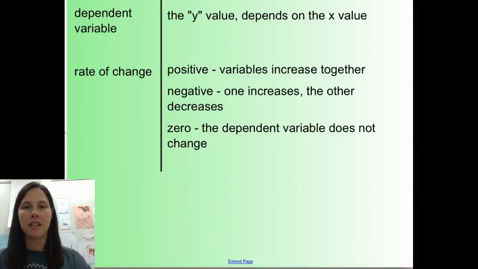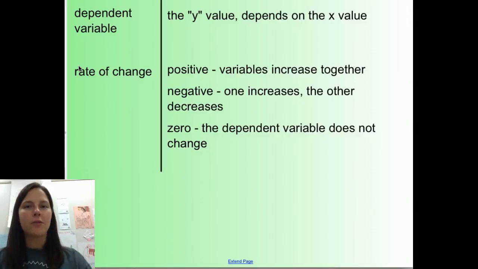Then we have the dependent variable, which represents y, and this changes based on the independent variable. For example, when you think about the rate of change for a car in miles per hour, the number of miles you've driven depends on the hours or the amount of time you have been driving.